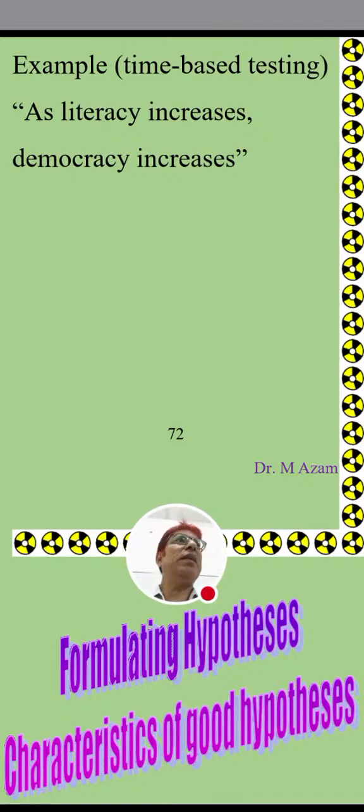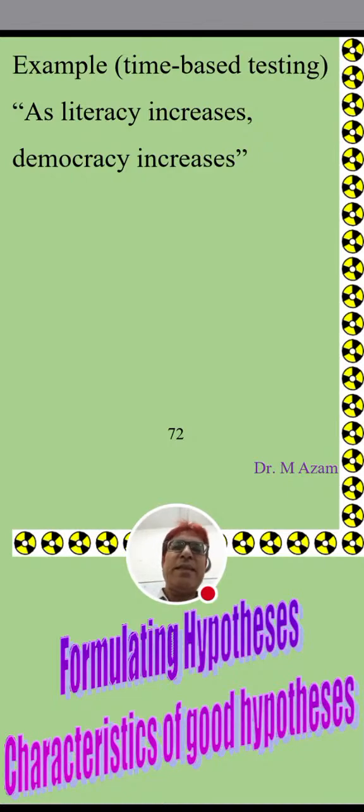Example, time-based testing. As literacy increases, democracy increases. So literacy increases. You can check the official records of the government. What was the literacy rate 10 years back? What was the literacy rate 20 years back? What is the literacy rate now in a locality, in a city, in a country? And then you can check the level of democracy and you can test it.